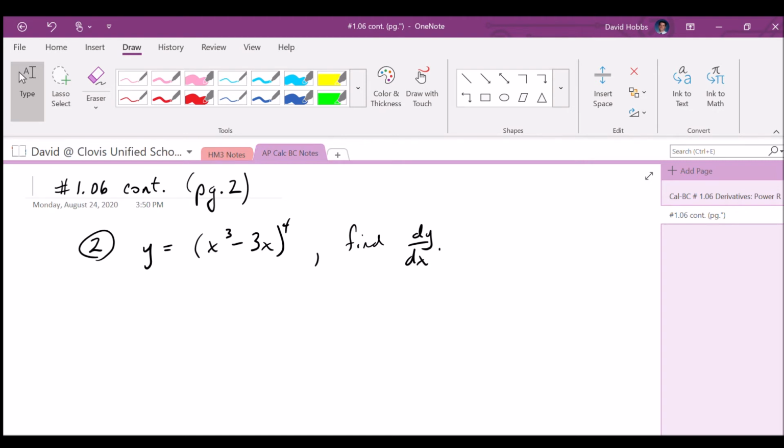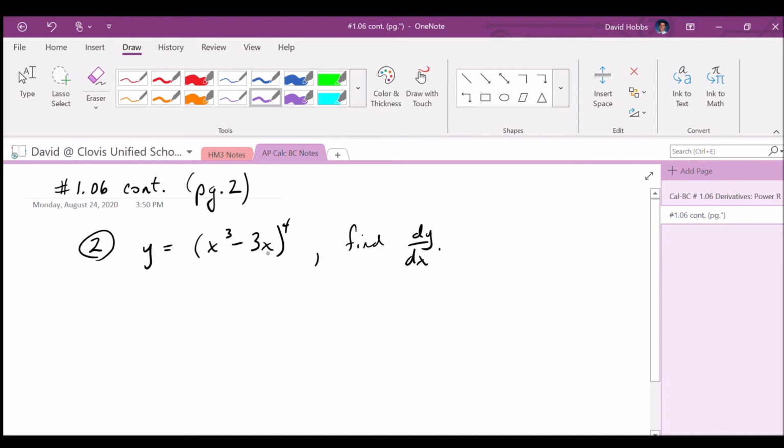Okay, so problem number 2. y equals x cubed minus 3x to the fourth. Okay, now find dy/dx. Well, this is really the product rule. Excuse me, not the product rule. This is really the power rule.